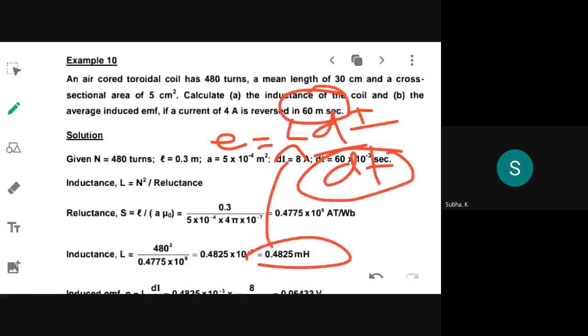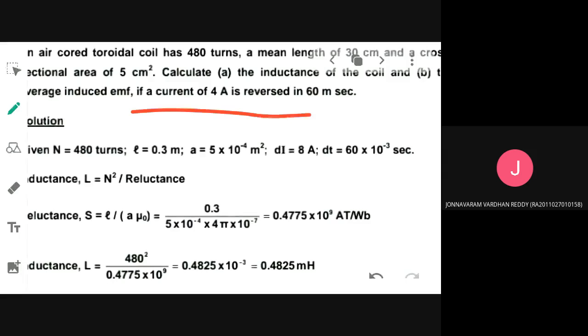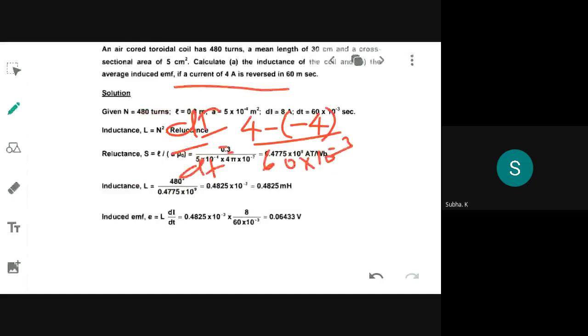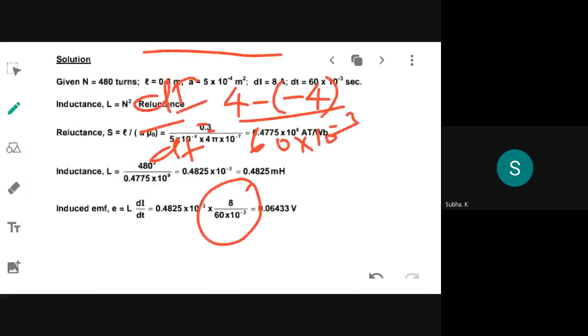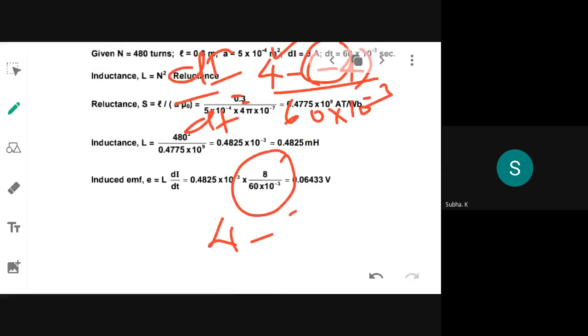What about di? They have given minus 4 ampere. 4 ampere is reversed in 60 milliseconds. So initially the current will be 4 and it is reversed, so minus 4. So like this you have to write di. di divided by dt is equal to 60 into 10 to the power minus 3. That is how you got 8 divided by 60 into 10 to the power minus 3. Remember, 4 ampere is reversed. Initially it will be 4 and it is reversed, which means you have to use a negative sign. That way you will get 4 minus of minus 4.